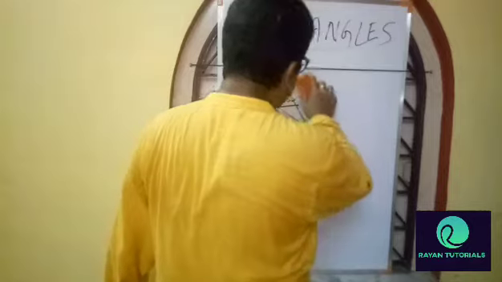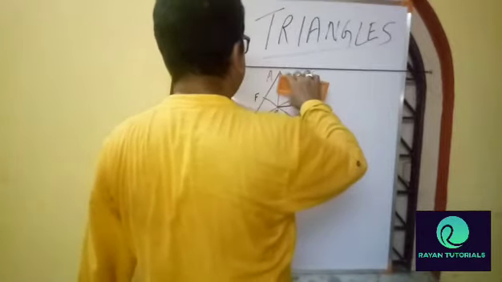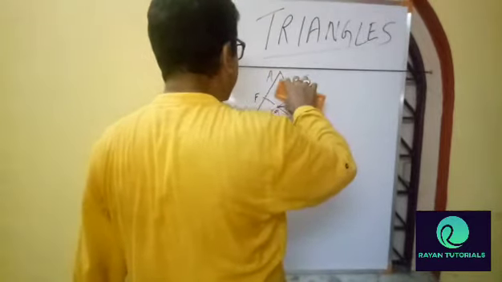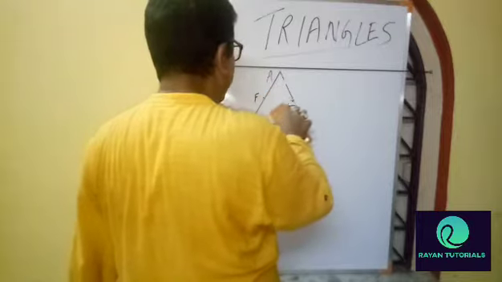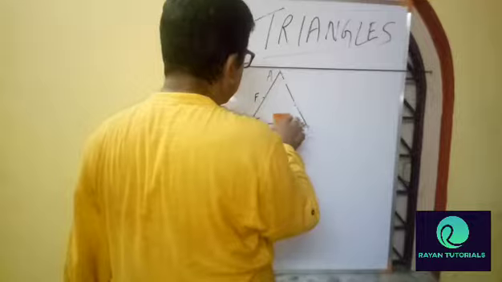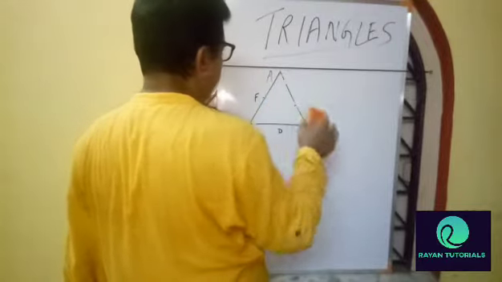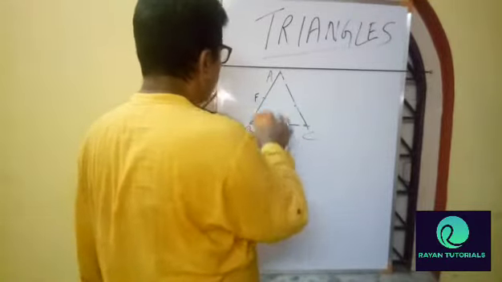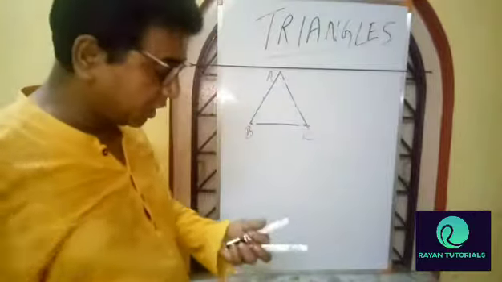So we came across orthocenter, we came across median, we came across altitude, we came across centroid, right? Good. Some more is there.